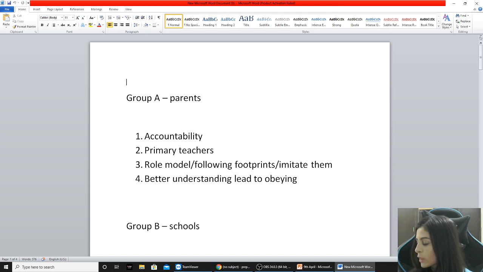So Monica says, in my opinion, the role of parents is primary in shaping children's social manners. However, the role of school is also indispensable. So Monica, considering your opinion, I feel you are also going for the 50-50 approach. You're saying that both are equally important. Is that correct? Is that what you're trying to say?